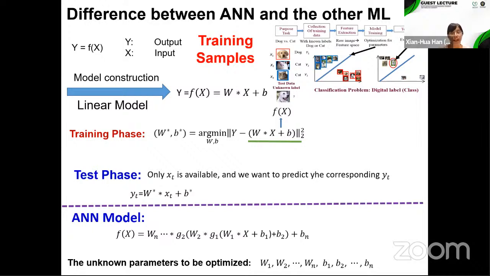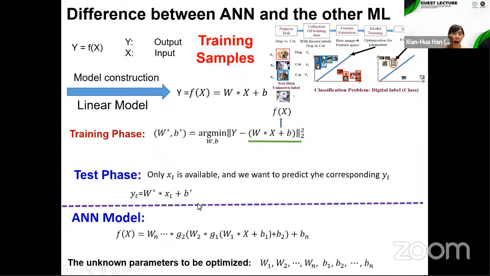In the test phase, we can only observe the input, and then we use the already learned W star and B star to predict the corresponding output from the input X test. So the final answer is like here in the test phase.